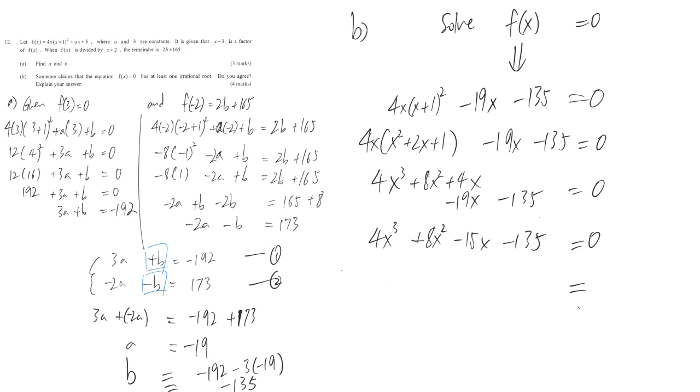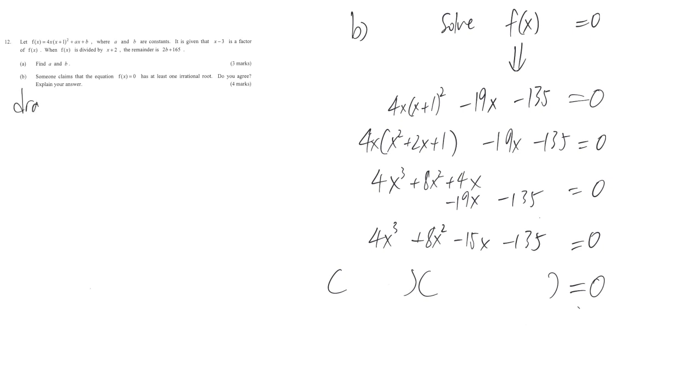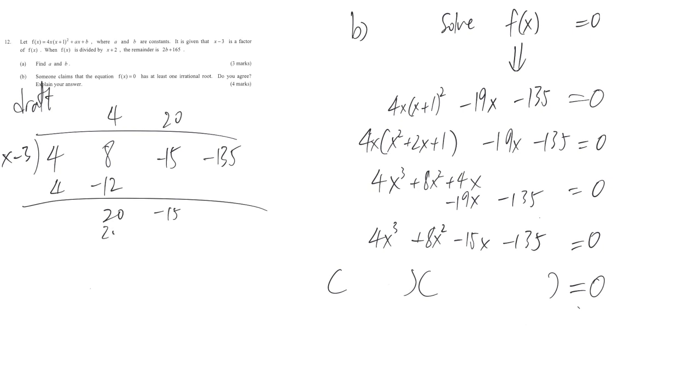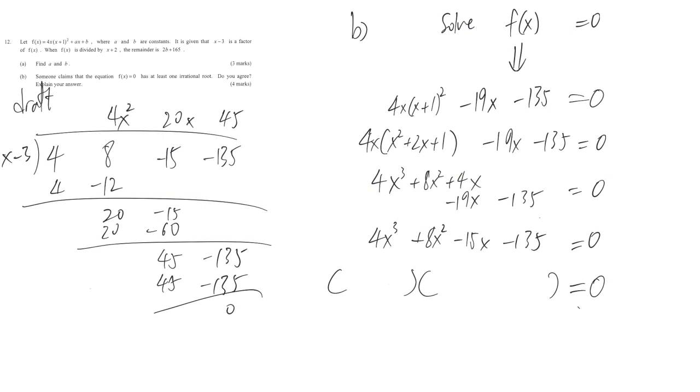So still remember our strategy. We are going to factorize it, and usually the question gives us some hints on how we can factorize it. They say x minus 3 is a factor. So what we are going to do is perform the long division. Oops, this is a draft. Don't write it on your exam paper. So 4, 8, -15, -135. Ensure there is no space. Divide by x minus 3. No remainder, that means this is correct. So our quotient is 4x squared, positive 20x, and 45. So this is x minus 3 times 4x squared plus 20x plus 45.